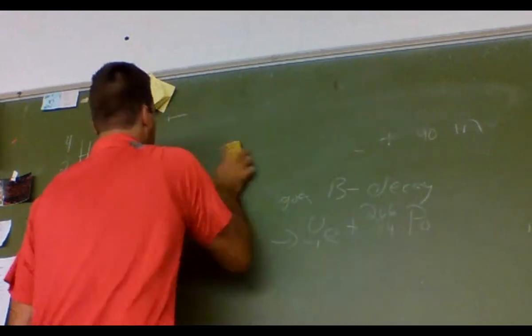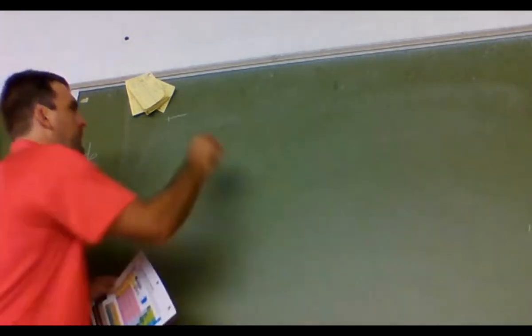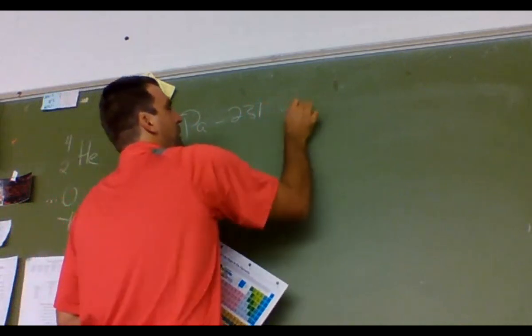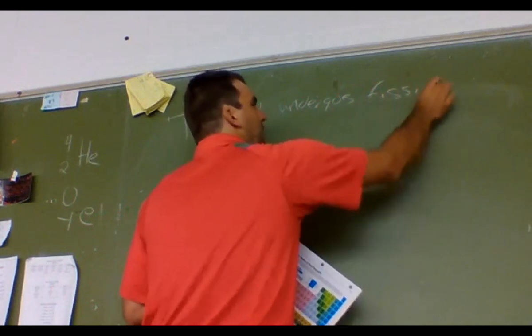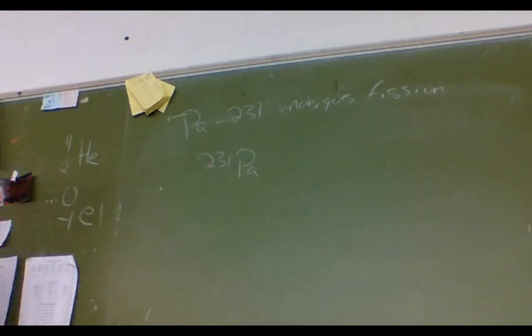Because fission can, in some ways, be the easiest, but it can also be the hardest. So let's say that, I like to pick different elements. Let's say that Pa 231 undergoes fission. So I need to write my nuclide of that. So it's 231 Pa, and what's it, 90? 91?